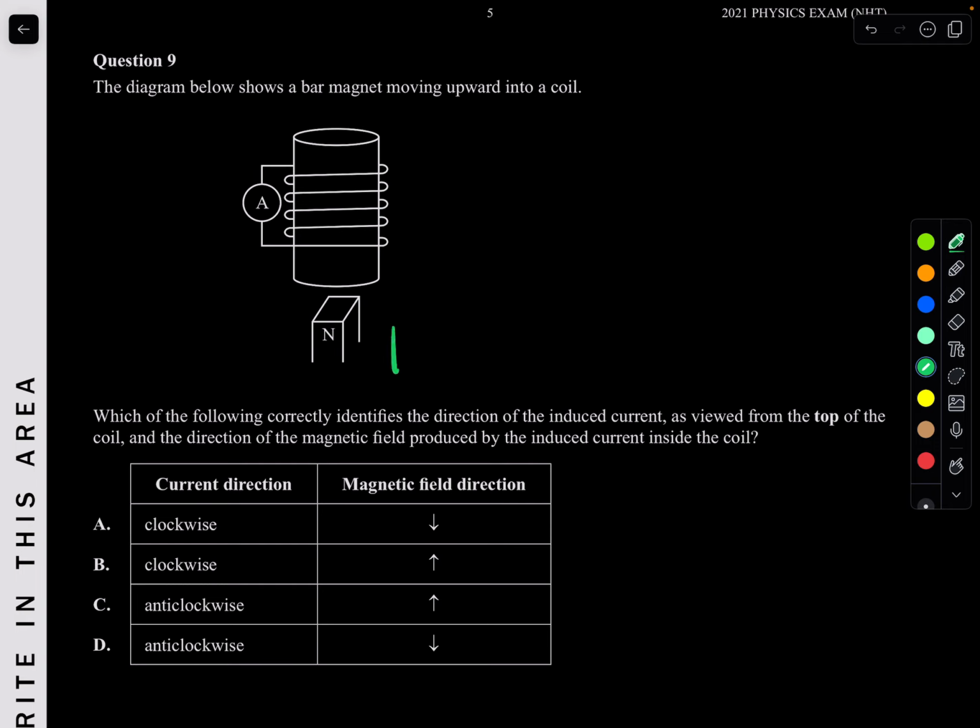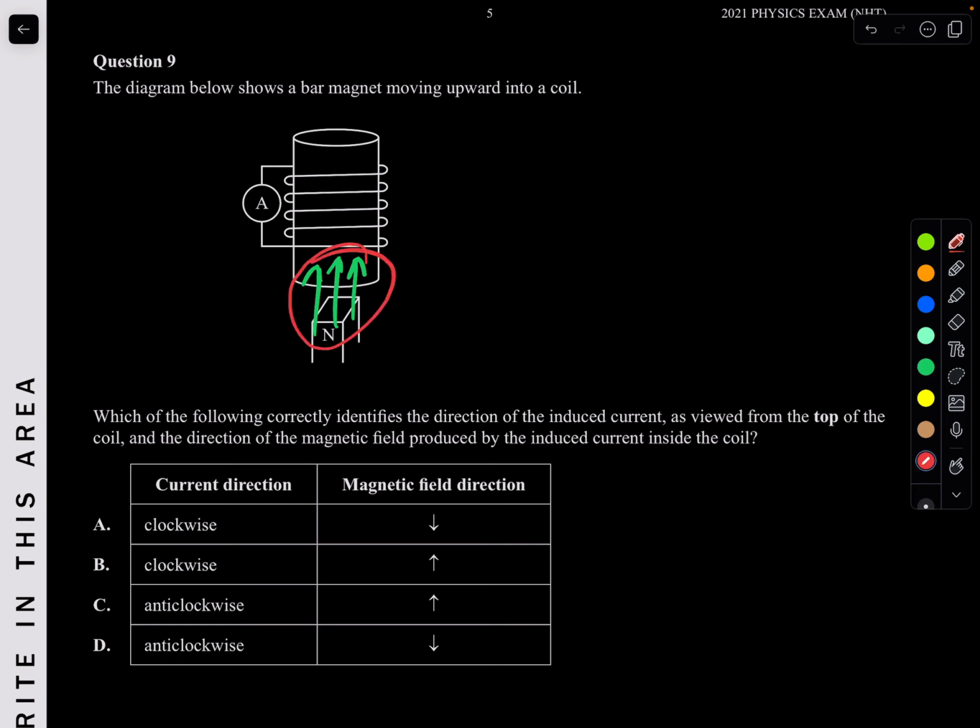So what we're doing is we're putting this north pole inwards. So what's happening? The magnetic field is actually going up. So what do we know? We know that the magnetic flux through the loop is actually increasing because the magnetic field lines are going inside, and it's increasing upwards. But by Lenz's law, the induced magnetic field will oppose this change in flux. So it will actually be directed downwards.